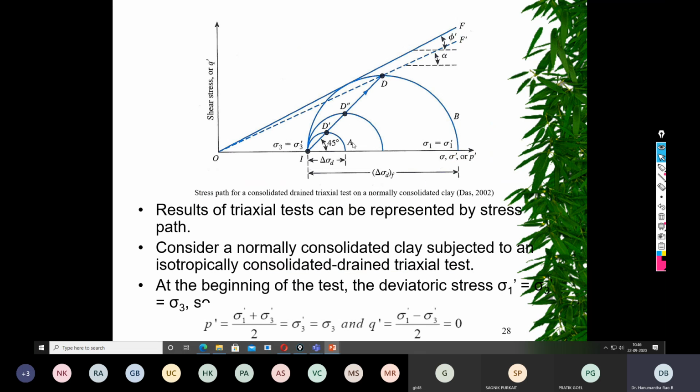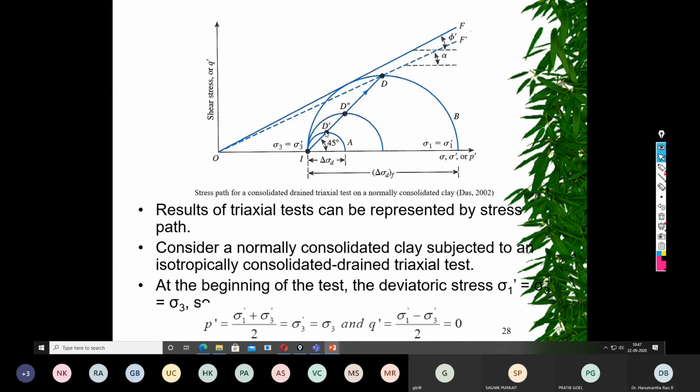Now here, during the testing itself, when sigma 3 is kept constant and you are increasing the deviator stress, what kind of path does the stress follow? Hope it is clear to everyone now. This is on a single soil sample. Sigma 3 is constant and you keep on shearing the soil sample.